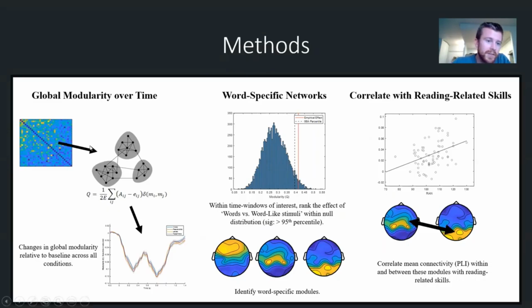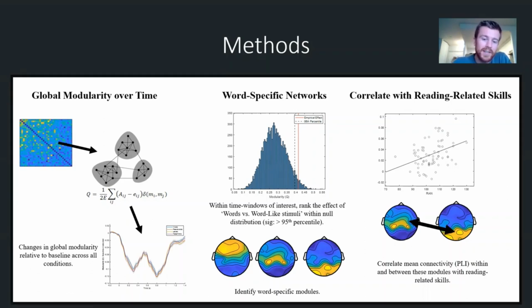From these adjacency matrices, we then calculated global modularity over time relative to the baseline period for each of our 4 conditions. From these modularity over time waveforms, we identified peaks, and we selected time windows surrounding these peaks. We then created networks where the connectivity was seen for words within these time windows, but not word-like stimuli, and we analyzed whether the modularity of those networks was significantly greater than we might expect based on chance by analyzing its rank within a null distribution that we created using permutation testing.